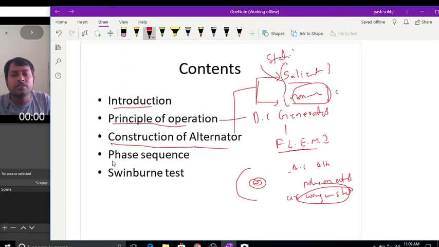And the phase sequence. What is phase sequence? The order of production of maximum EMF of RYB phases. So this is a phase sequence, and these are the contents which I discuss.